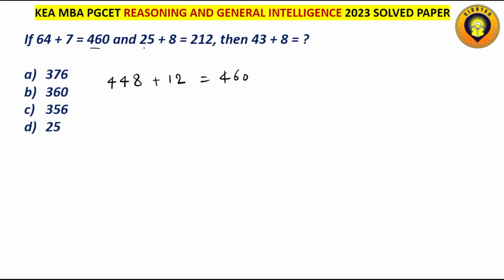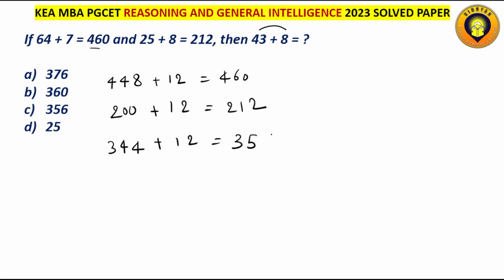Okay. What about this 25? 25 8 times is 200, right? 200 plus 12 is equal to 212. So what can be the logic? Multiply these numbers and then add 12. 43 into 8 is 344, plus 12 is 356. So yes, 356 is in the options. So option C is the right answer.